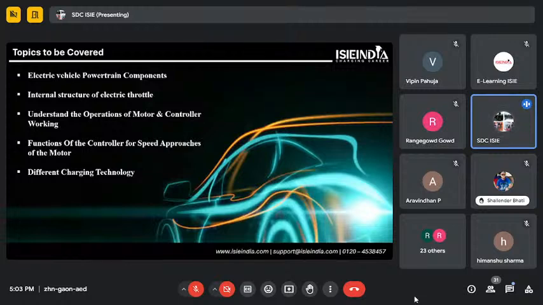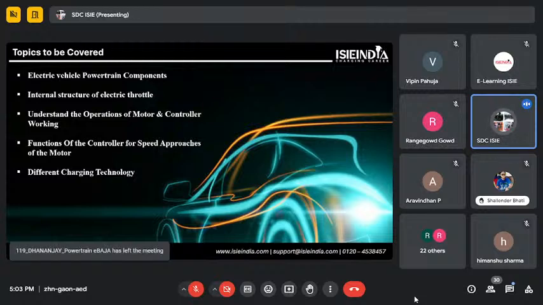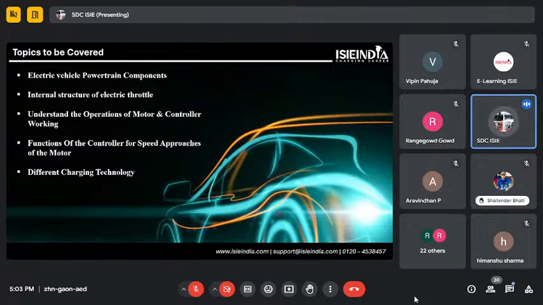And the third point, where we are going to connect the function of the controller with the speed approach, like when we get some input signal through the throttle, the speed variations should be on the basis of which parameters. So we are going to discuss all these parameters.